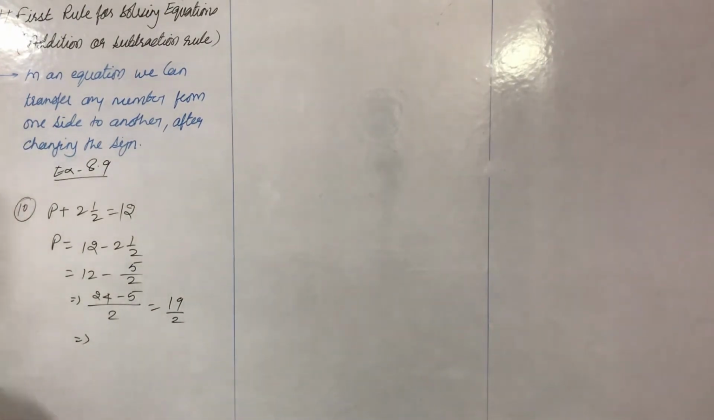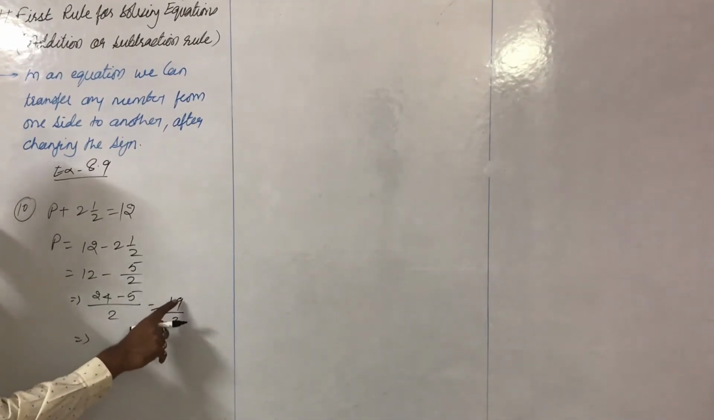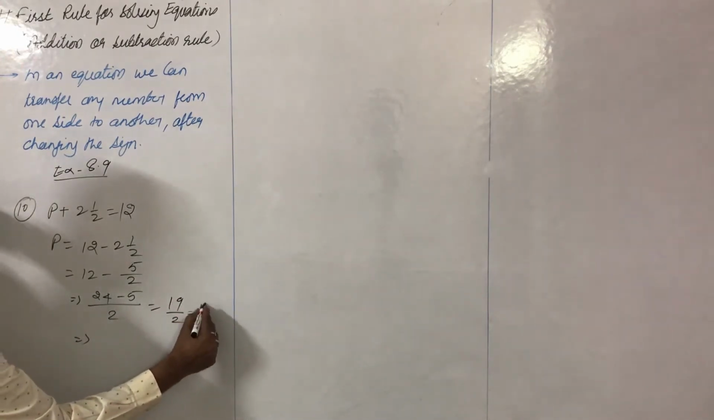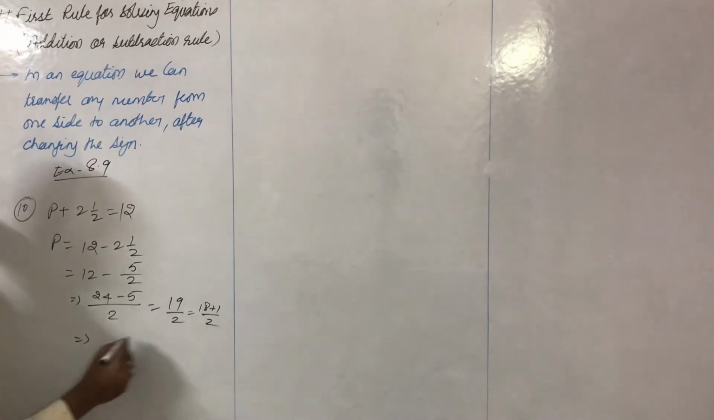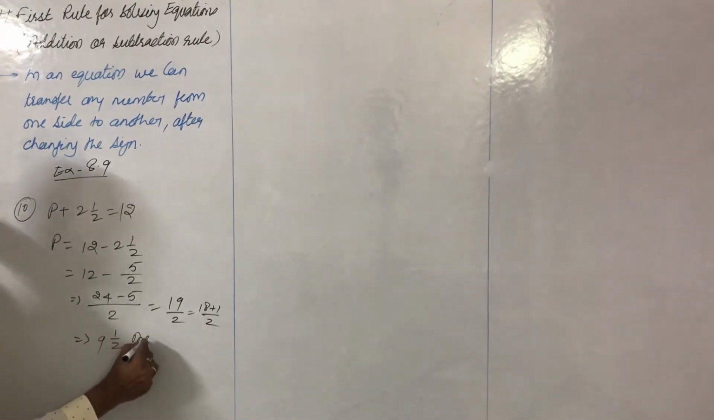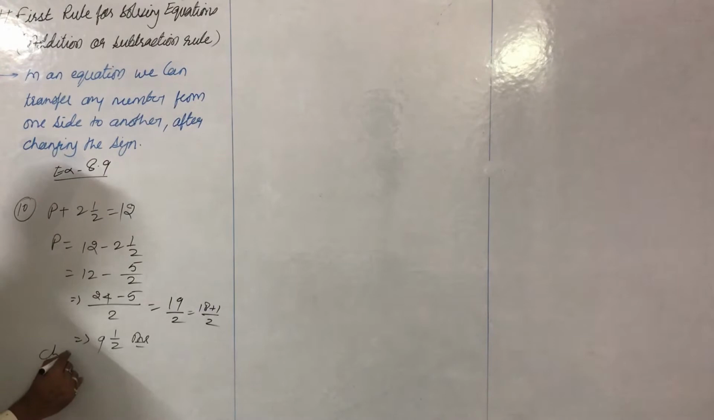And how to write 19 by 2? 19 by 2 means 18 plus 1 by 2, so we can write 18 plus 1 by 2. And 18 by 2 is 9, so 9.5. So 9.5 is the answer.